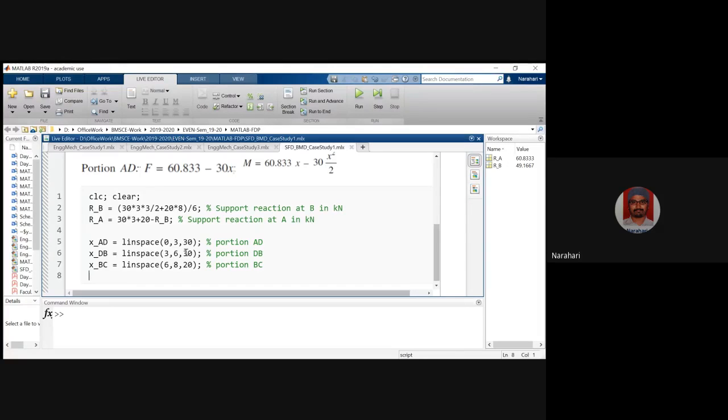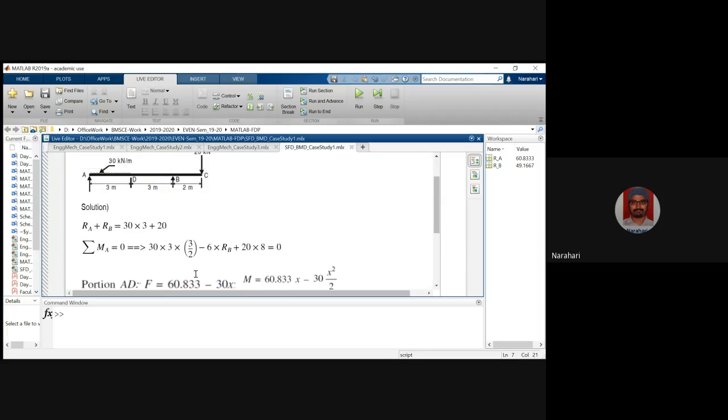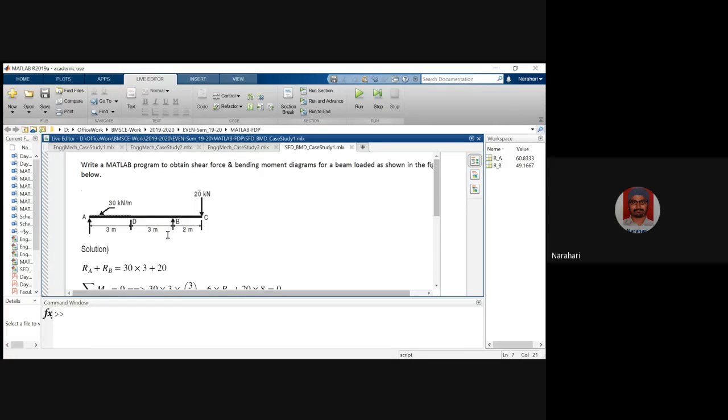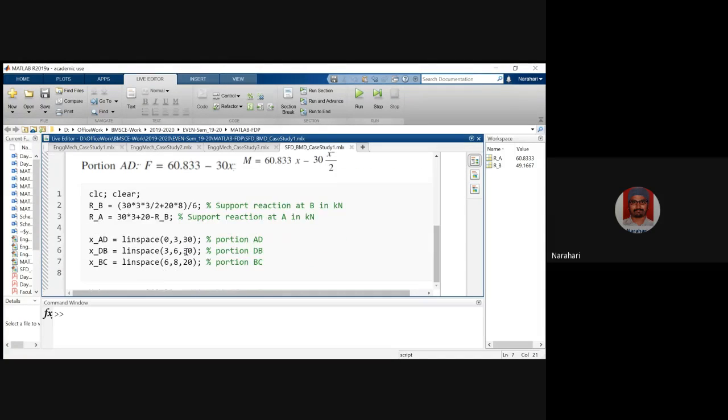You can see here, 0 to 3, I'm using linspace. I'm not using the colon operator. I'm using linspace: start, end, number of divisions. AD, DB, BC. So basically I'm dividing AD into 30 parts, DB into 30 parts, BC into 20 parts. Somewhat similar to what people would be doing in your FEM, probably, isn't it? So some similar approach I'm using here.